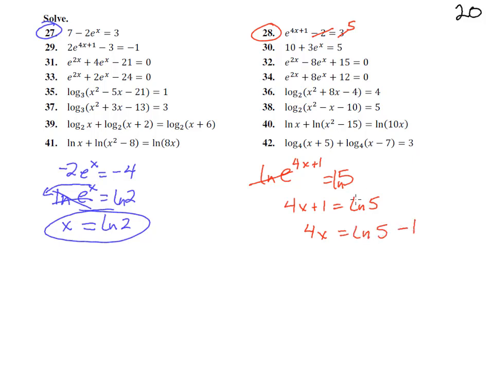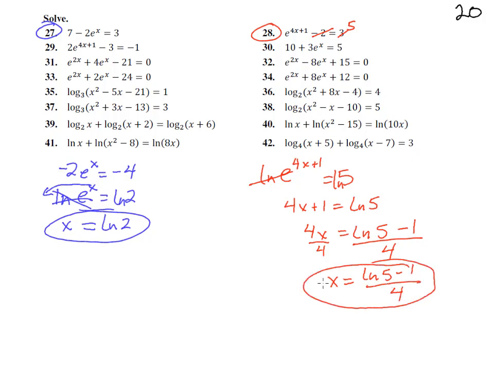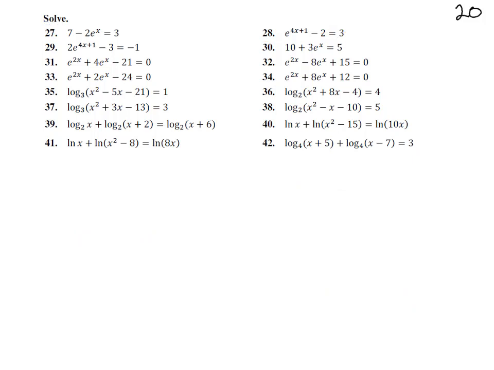Now, this ln is a function, log base e of 5. It's a number, function of 5, but this 5 can't connect up with that 1 at all. Let's divide both sides by 4, and we get our answer. x equals ln of 5 minus 1 all over 4, and there's our answer. Good. Let's try the next one. Number 29. 2e to the 4x plus 1 minus 3 equals negative 1.